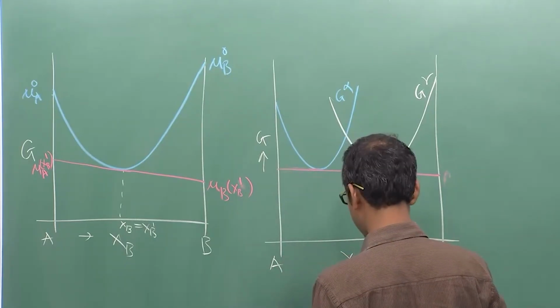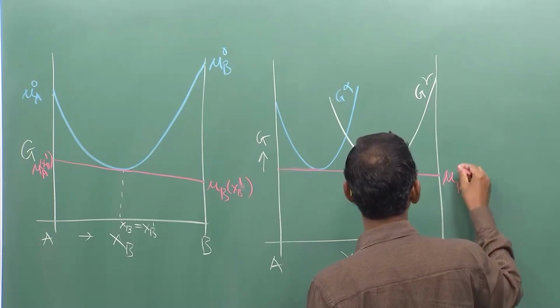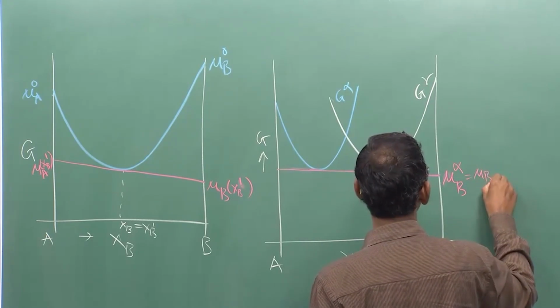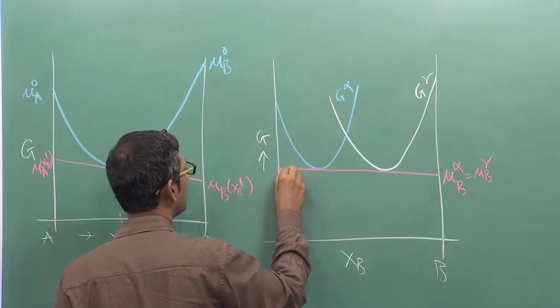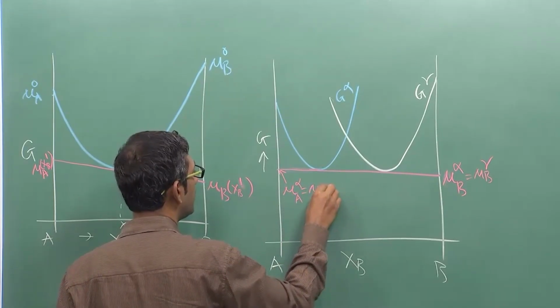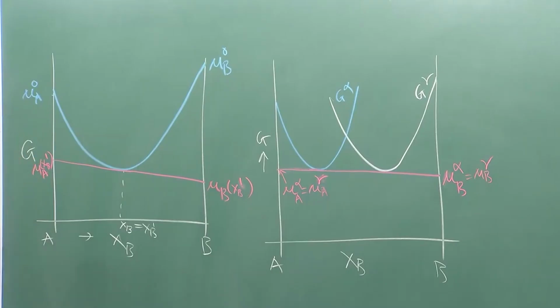will be like this. Chemical potential of mu B in the alpha is the same as chemical potential mu B in the gamma. Similarly, here on the A end, mu A alpha is equal to mu A beta, mu A gamma. So you can clearly see that this is a fundamental aspect in phase stability or phase equilibrium.